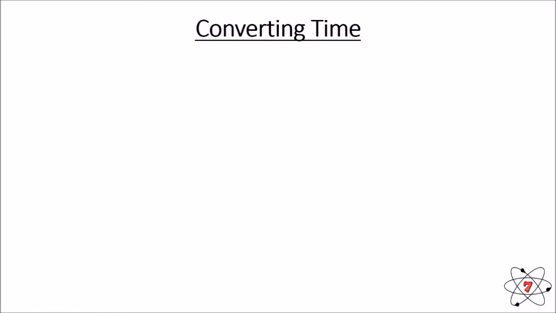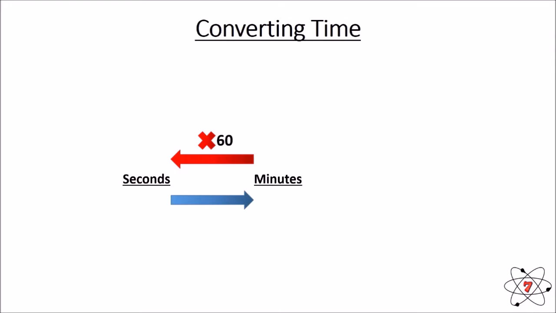So, let's have an example of converting time. Say we start with minutes and we want to go down to seconds. How are we going to do that? Well, what we need to think about is in 1 minute there are 60 seconds. So if I have 1 minute, I need to multiply it by 60 to get down to seconds. On the other hand, if I want to go from seconds to minutes, I'm going to need to divide by 60. If I have 120 seconds, I divide it by 60, I get 2 minutes.